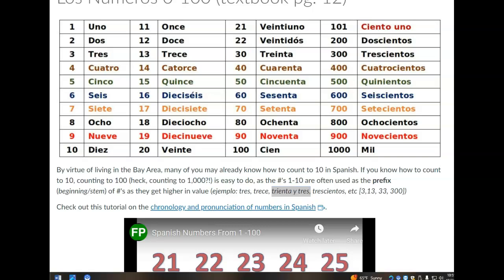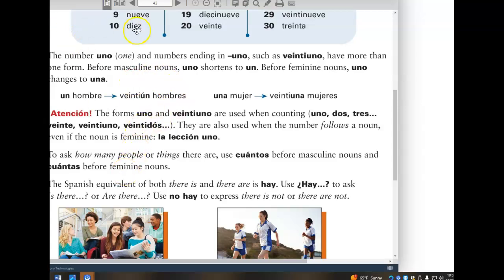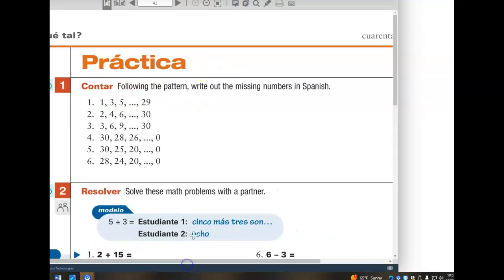So, armed with that information, doing a little practice, we have activities 1, 2, and 3. Follow the pattern, writing out the missing numbers in Spanish. Number 1 is going by odds. 1, 3, 5, 7, 9, 11, 13, 15, 17, 19, etc. Right? Going by twos, odds.